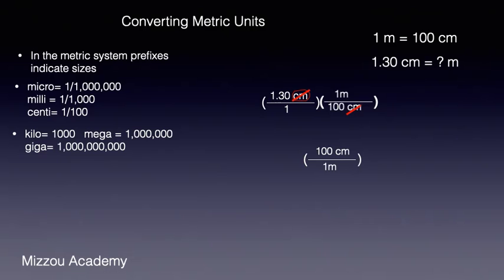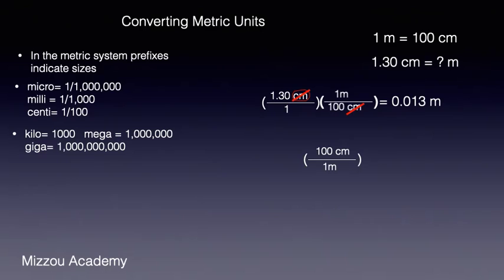Notice the unit centimeters now cancels out, and it shows us that if we simply take 1.30 divided by 100, the unit centimeters will cancel out, and our answer will be measured in meters. 1.30 centimeters is the same thing as 0.013 meters.